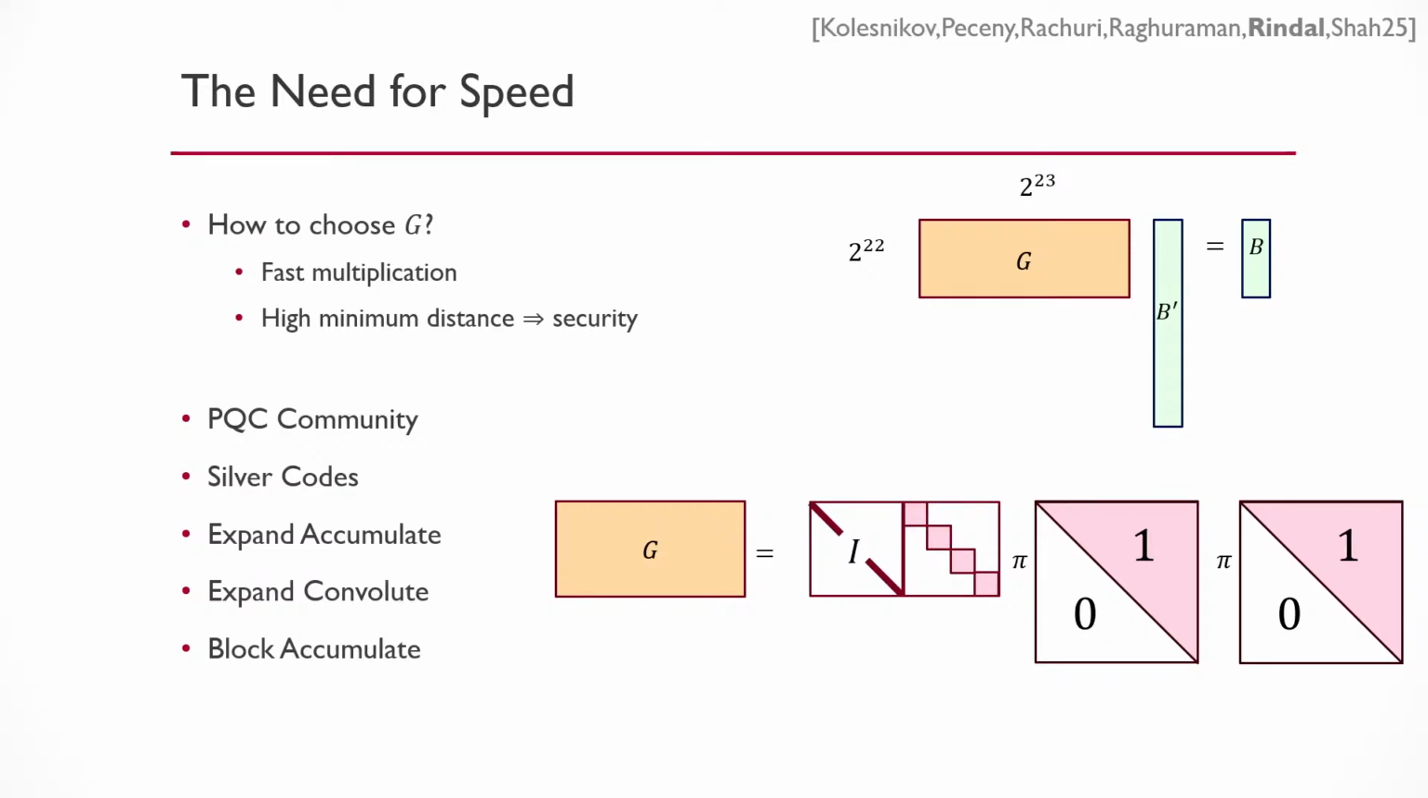And then very recently, we still haven't put it on ePrint, but we have some very cool results, which we call block accumulate codes, which look like this maybe, and which are going to be even faster.